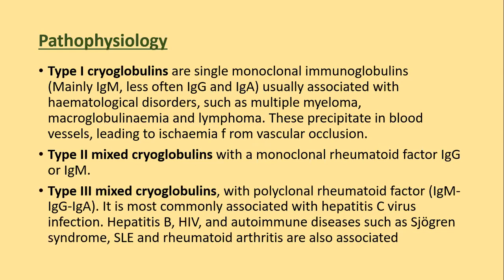Type 2 is mixed cryoglobulinemia with a monoclonal rheumatoid factor, IgG or IgM. And type 3 is mixed cryoglobulinemia with polyclonal rheumatoid factor, IgM, IgG, and IgA. Type 3 is most commonly seen with hepatitis C infection, while hepatitis B, HIV, autoimmune diseases like Sjogren, SLE, and rheumatoid arthritis are also associated.